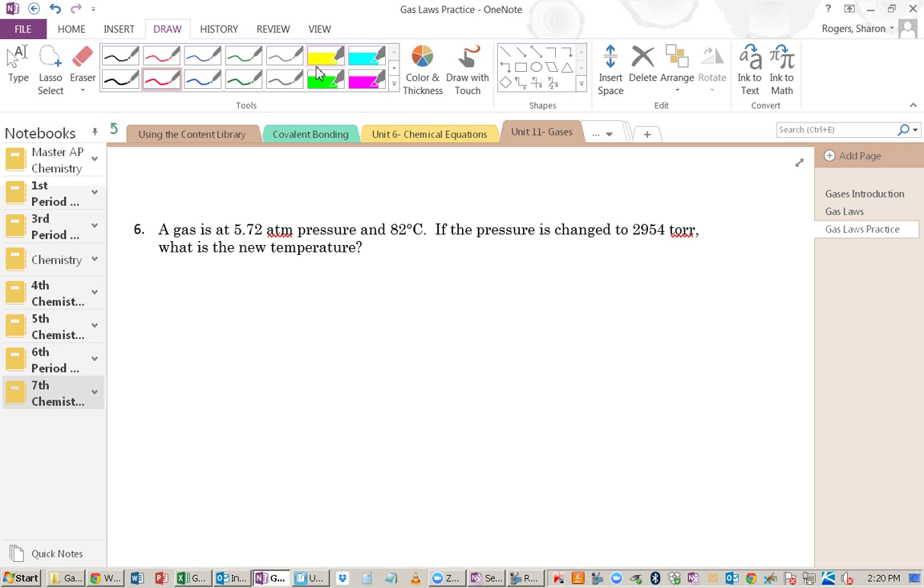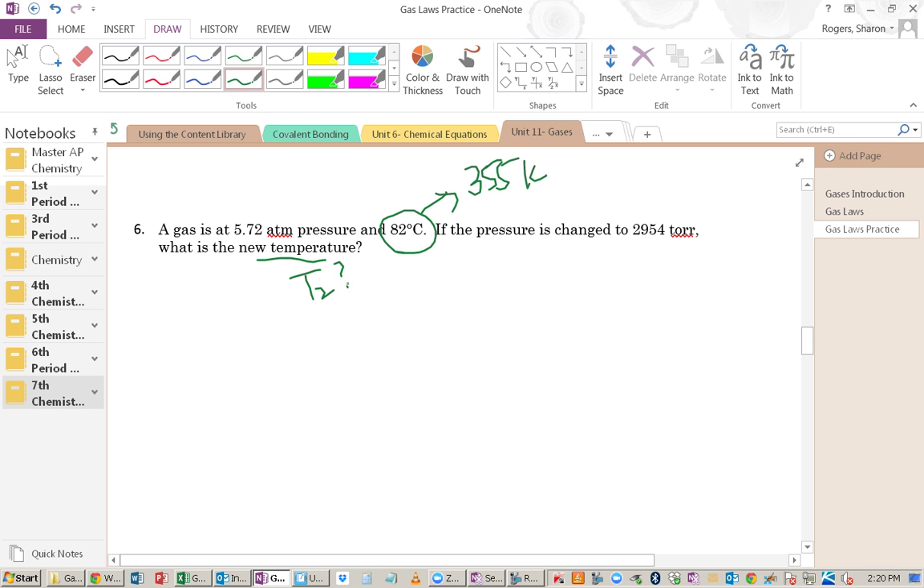All right, so temperature, I know has to go to Kelvin. So add 273 to 82 and you get 355 Kelvin. And we're looking for the new temperature. Now the pressure is what's going to hold us up a little bit, because remember, the unit on the left must be equal to the unit on the right. We start with atm, but we're given final pressure in torr.